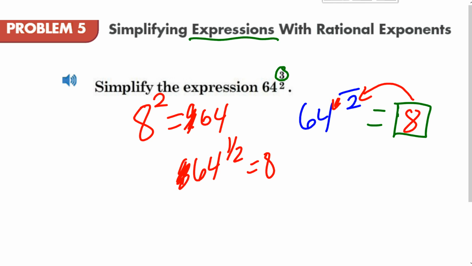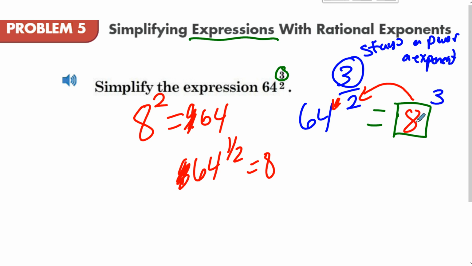But now we have this numerator. Well, this numerator stays a power, stays an exponent. So it's going to stay as an exponent on our answer here. So now we take 8 to the 3rd. So now we're going to take 8 times 8 times 8. Okay, so that answer is 512.